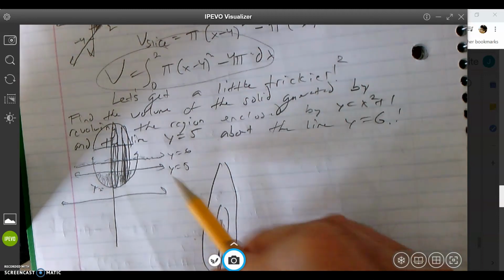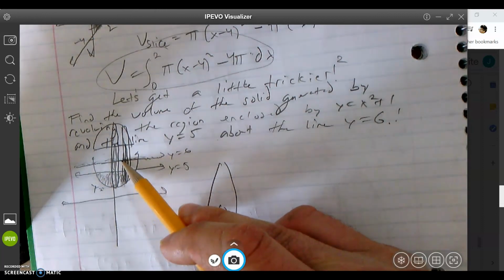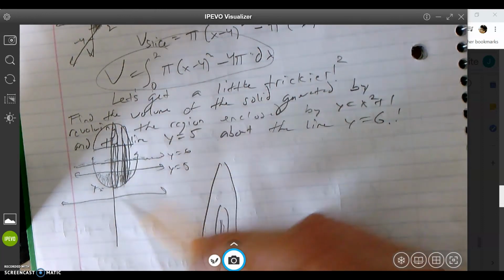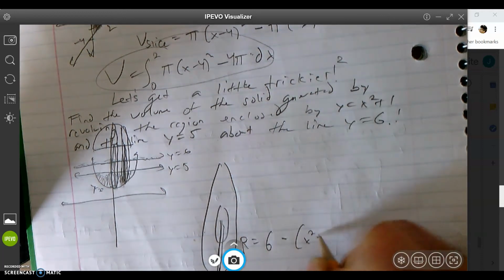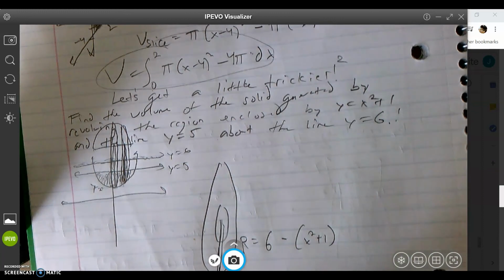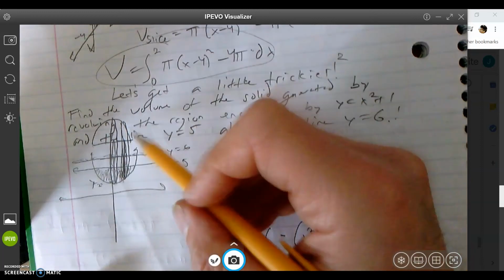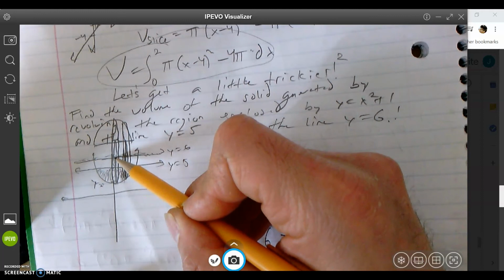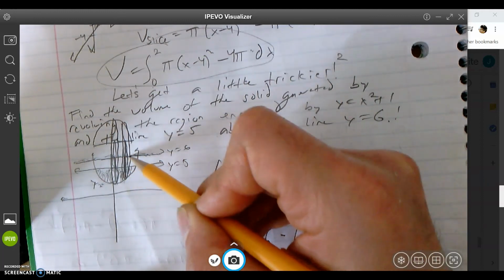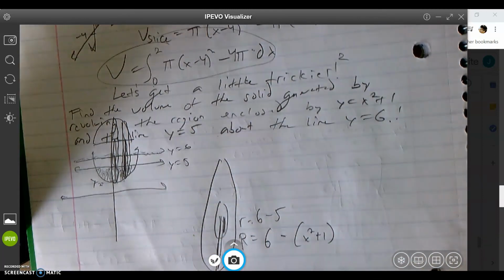And so this is 6 minus this. So it's top minus bottom. The big R is 6 minus the parabola. And then my little r, the radius of the small circle I need to cut out, is going to be from 6 to 5 right here. So that's 6 minus 5, top minus bottom.